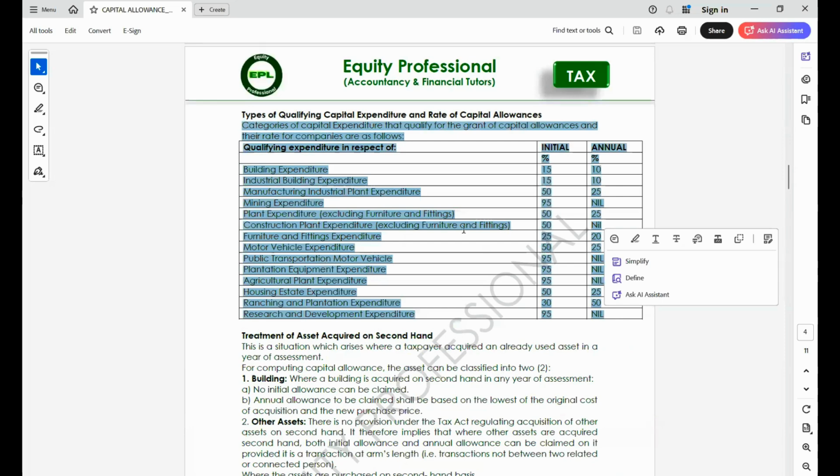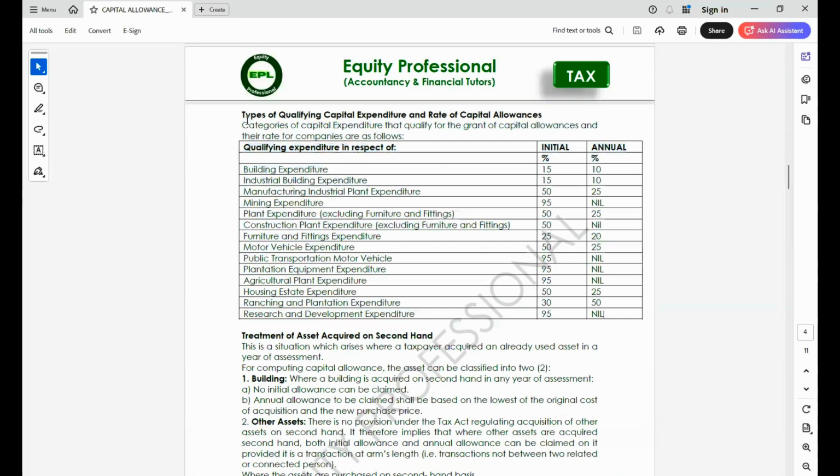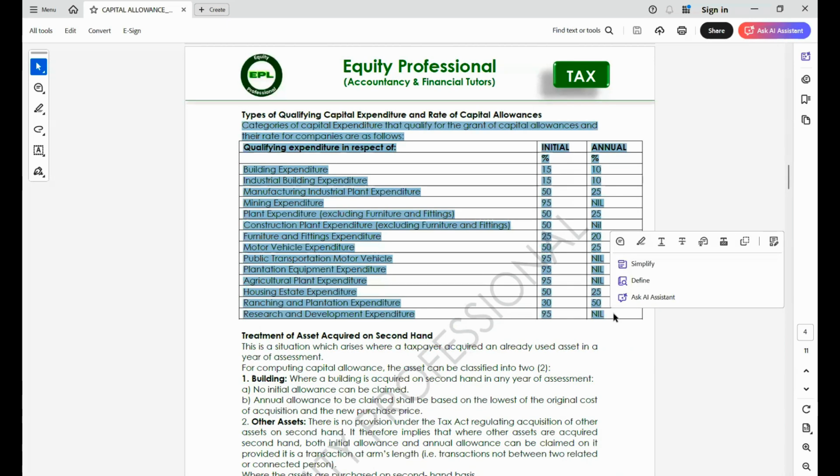The examiner is going to give you these rates for the category of qualifying capital expenditure that are liable to capital allowance claim. So you don't need to stress yourself. Just go to the back of your question paper. Once you lay your hand on any question paper, go to the back of that question paper. You are going to see the rate of taxes there. Part of the rates that will be given to you are the rates of capital allowance.